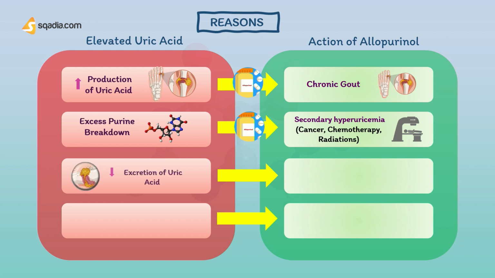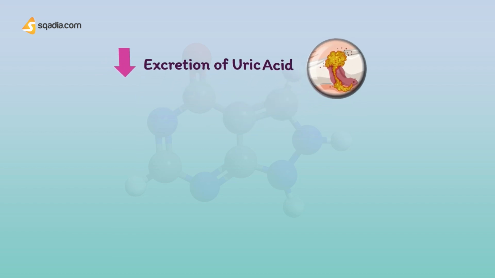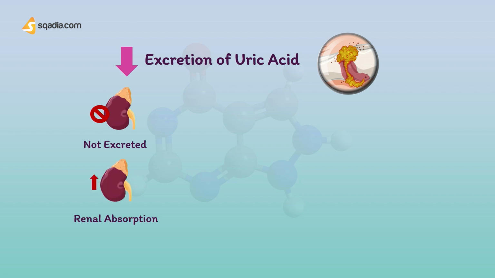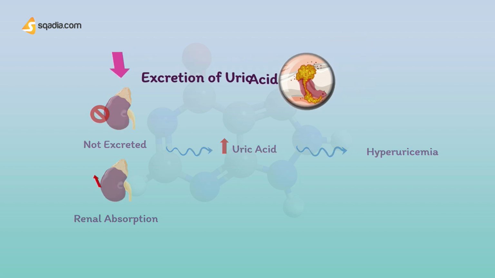Next is low excretion of uric acid from our body. Here we can say maybe the uric acid production is normal, but either it is not excreted out via the kidney due to reduced renal function, or due to an increase in renal absorption of uric acid, leading to an increase in uric acid that will cause hyperuricemia. So, allopurinol is used to prevent the nephropathy due to elevated uric acid levels.